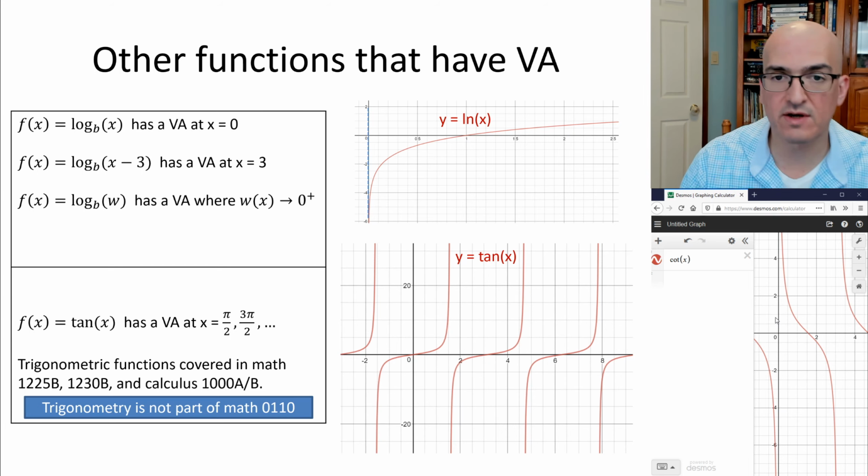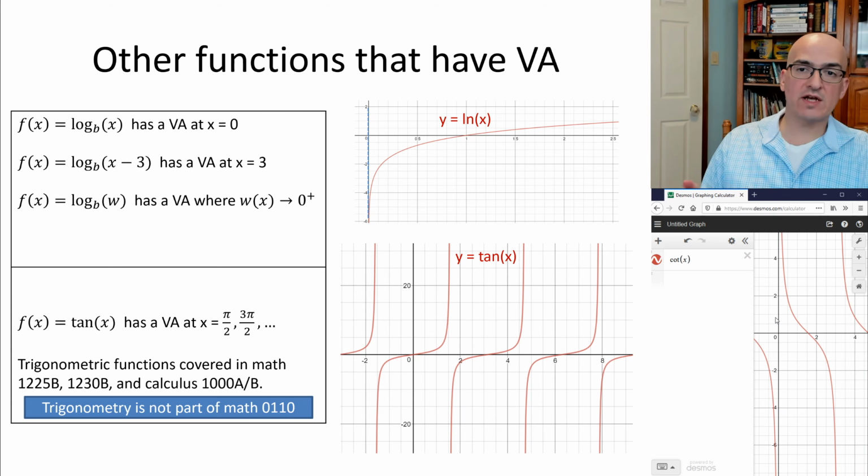So I'll leave it there just to say trig is not part of this course. I at least just want to mention that there are other function types that have vertical asymptotes other than rational functions, where the bottom is 0 and the top is not 0, and log functions, wherever the argument goes to 0 plus.